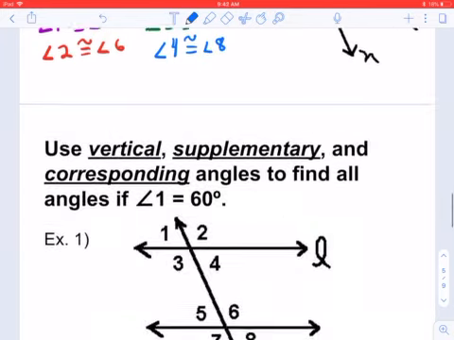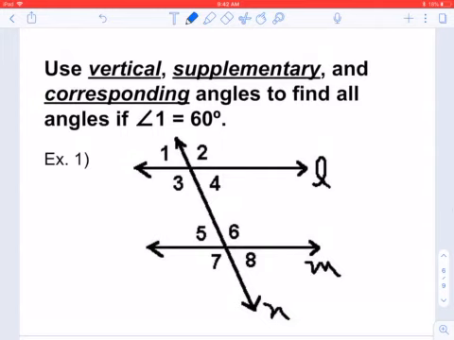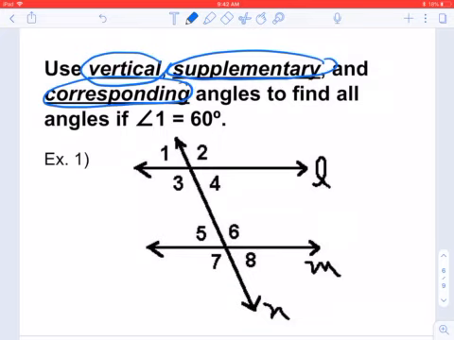Okay. All right, so there are three kinds of angle pairs that we're going to use in order to find missing angles when we have parallel lines cut by a transversal. And they are vertical, supplementary, and corresponding. Okay? Those are the three that we're going to be using. Hint, hint, there's the answer to your EQ. All right, so we're told that the measure of angle 1 is 60. Let's write that in. So now this is like a puzzle.